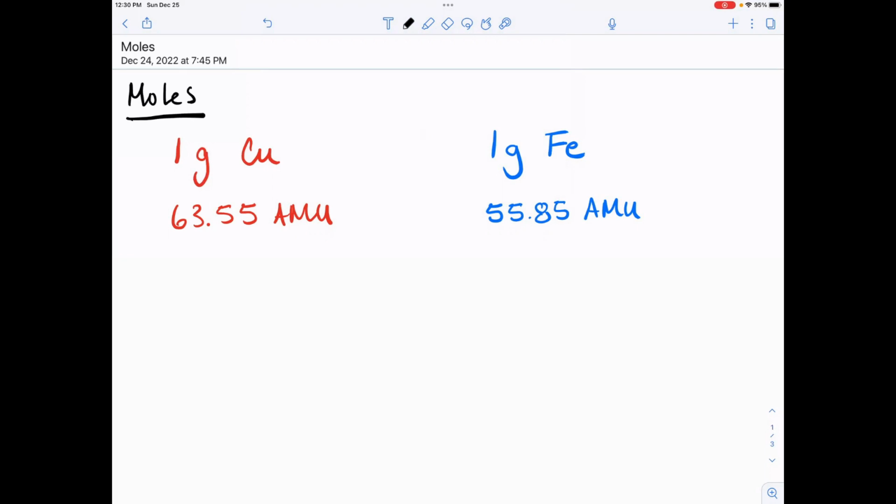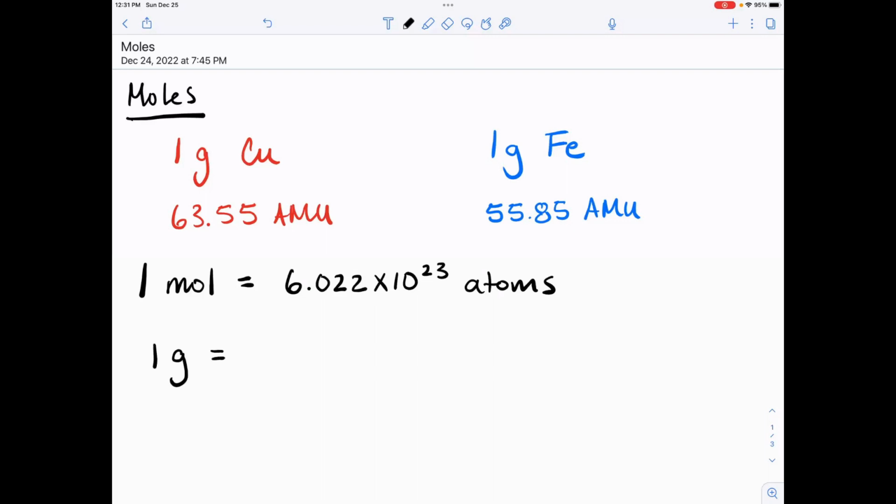The reason is that a mole is defined by a specific number of atoms. We say 1 mole, and the abbreviation for mole is mol, is equal to 6.022 times 10 to the 23rd atoms. This number was chosen because if we want to know how many atomic units are in 1 gram, 1 gram is actually equal to 6.022 times 10 to the 23 atomic units.